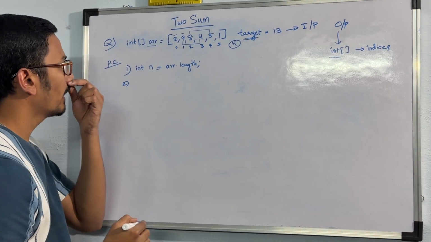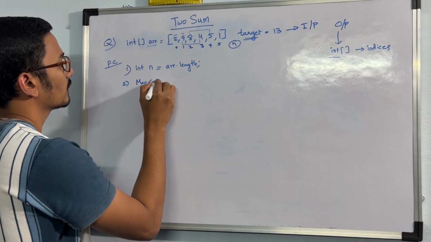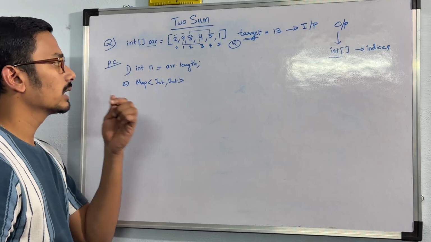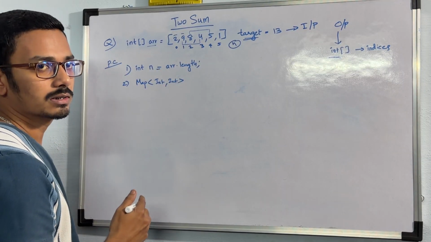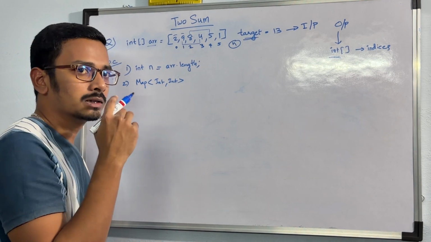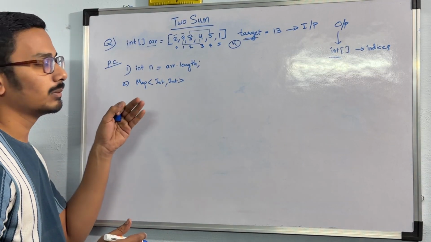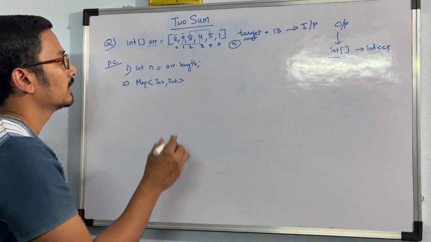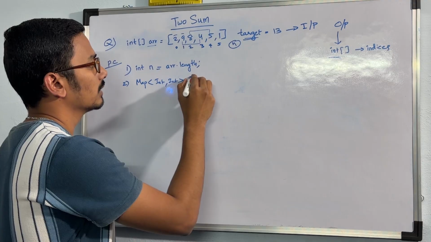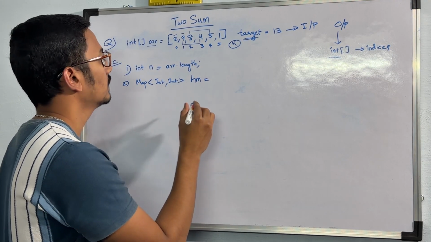The second step is, I'll create a new hash map, map of integer comma integer. Usually whatever code I explain will be in the Java programming language. If you are trying to do it in other programming languages, the pseudocode is basically the same for every language; the implementation will change from language to language. So map of int comma int, let's say hash map, I denote it with a variable hm.